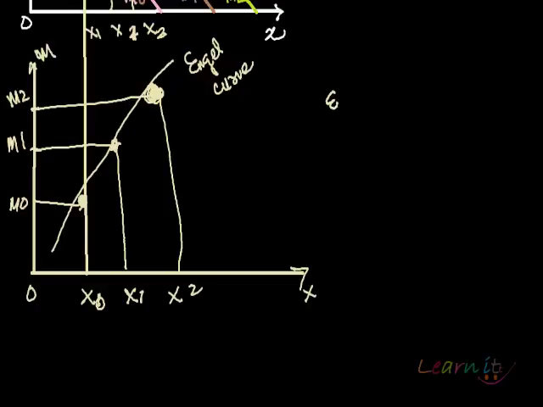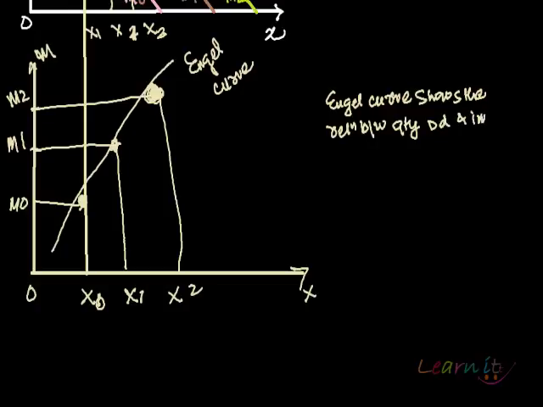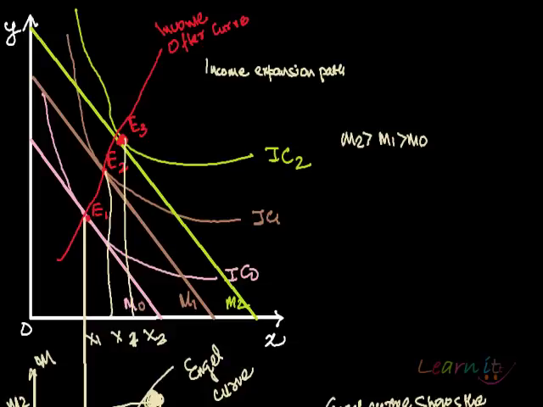So the Engel curve shows the relationship between quantity demanded and income of the consumer. From the income offer curve you can also derive back your Engel curve. I hope you understood what the income offer curve and Engel curve are for normal goods. Thanks.